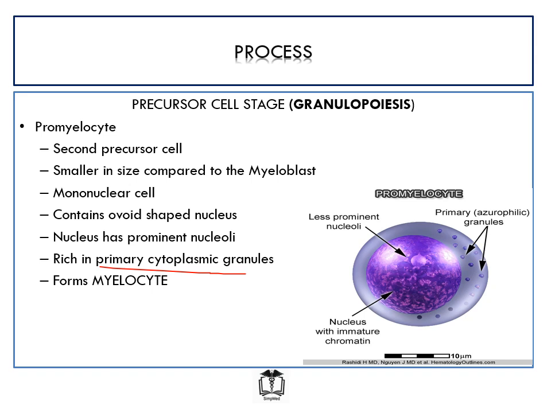So the very first precursor cell that we tend to see a large amount of primary cytoplasmic granules in tends to be the promyelocyte, and this is the hallmark in recognizing it. The promyelocytes undergo cell division and differentiation to give rise to the third precursor cell stage of granulopoiesis, known as the myelocytes.